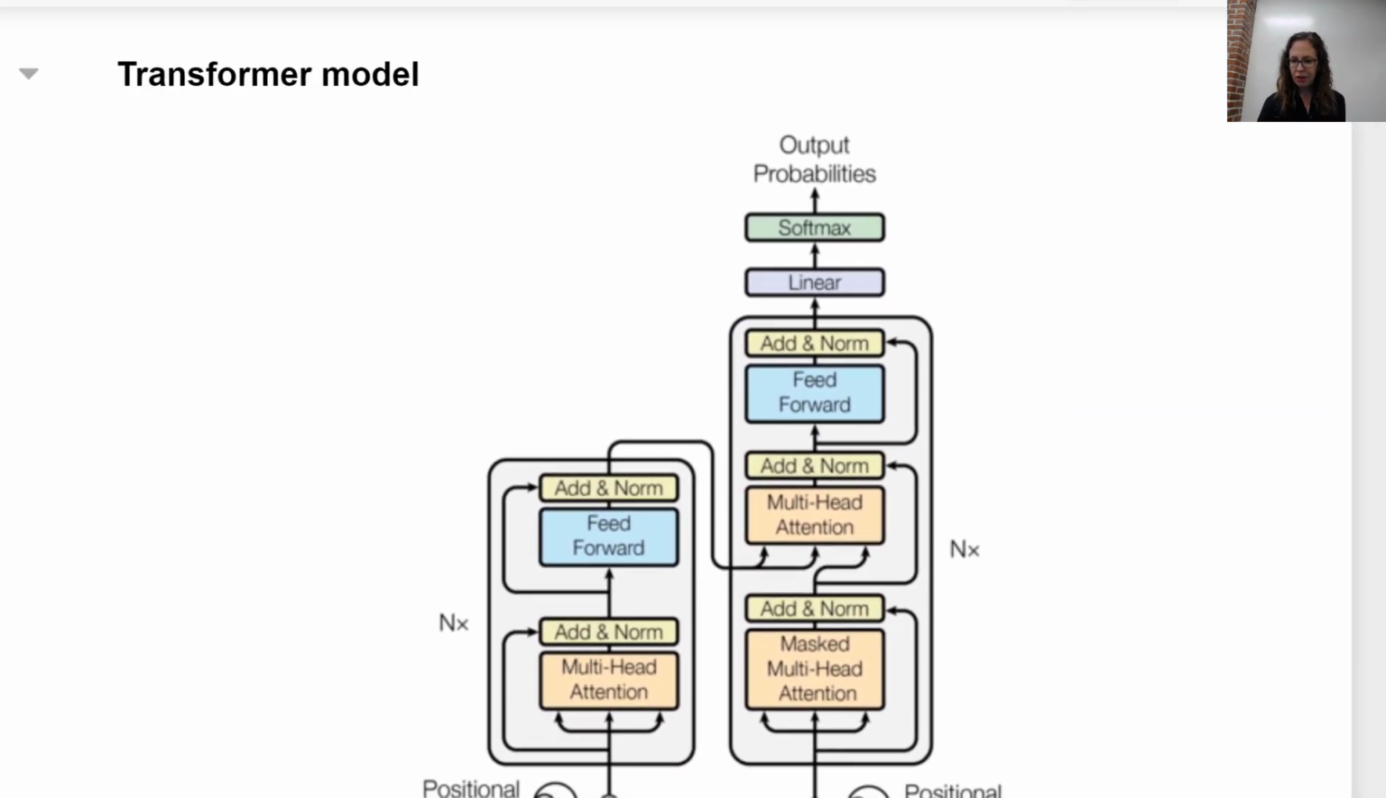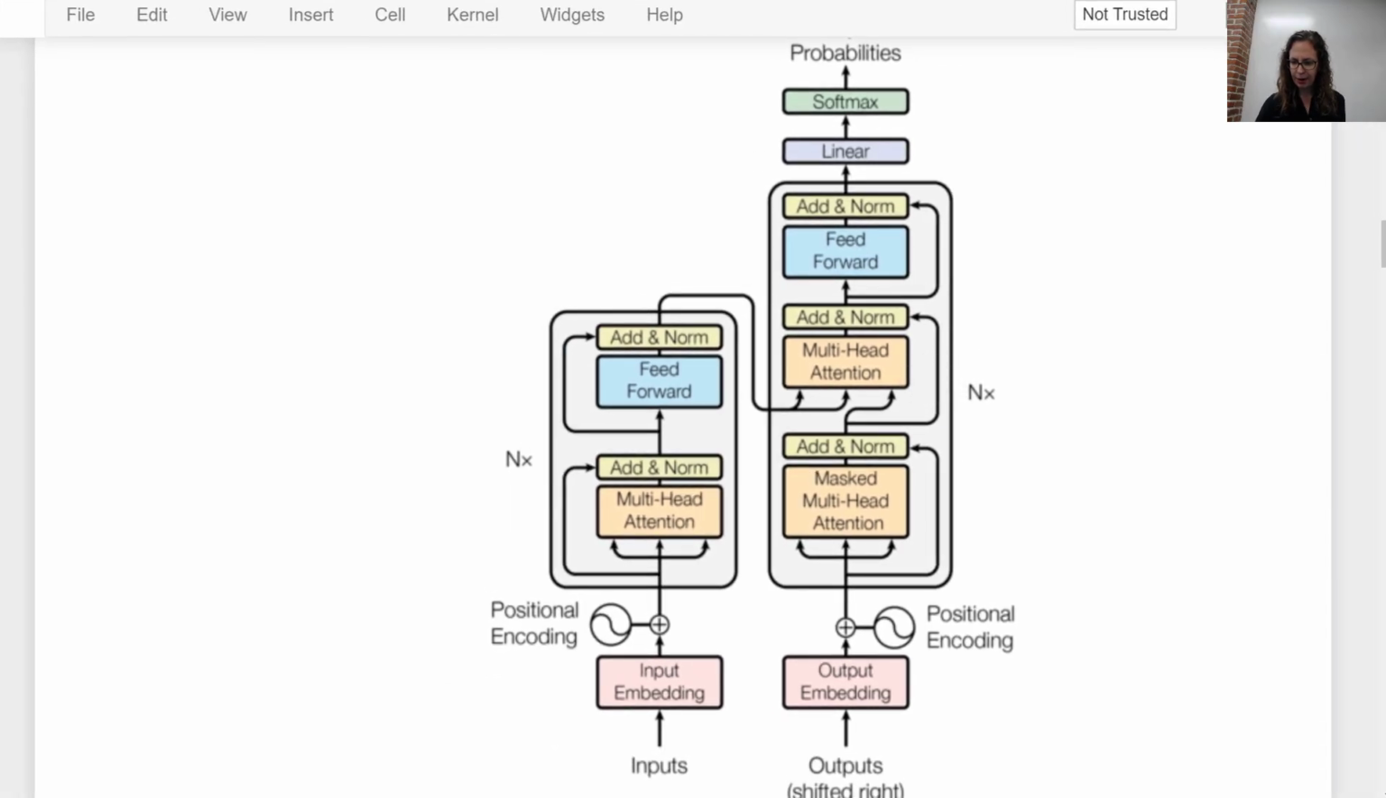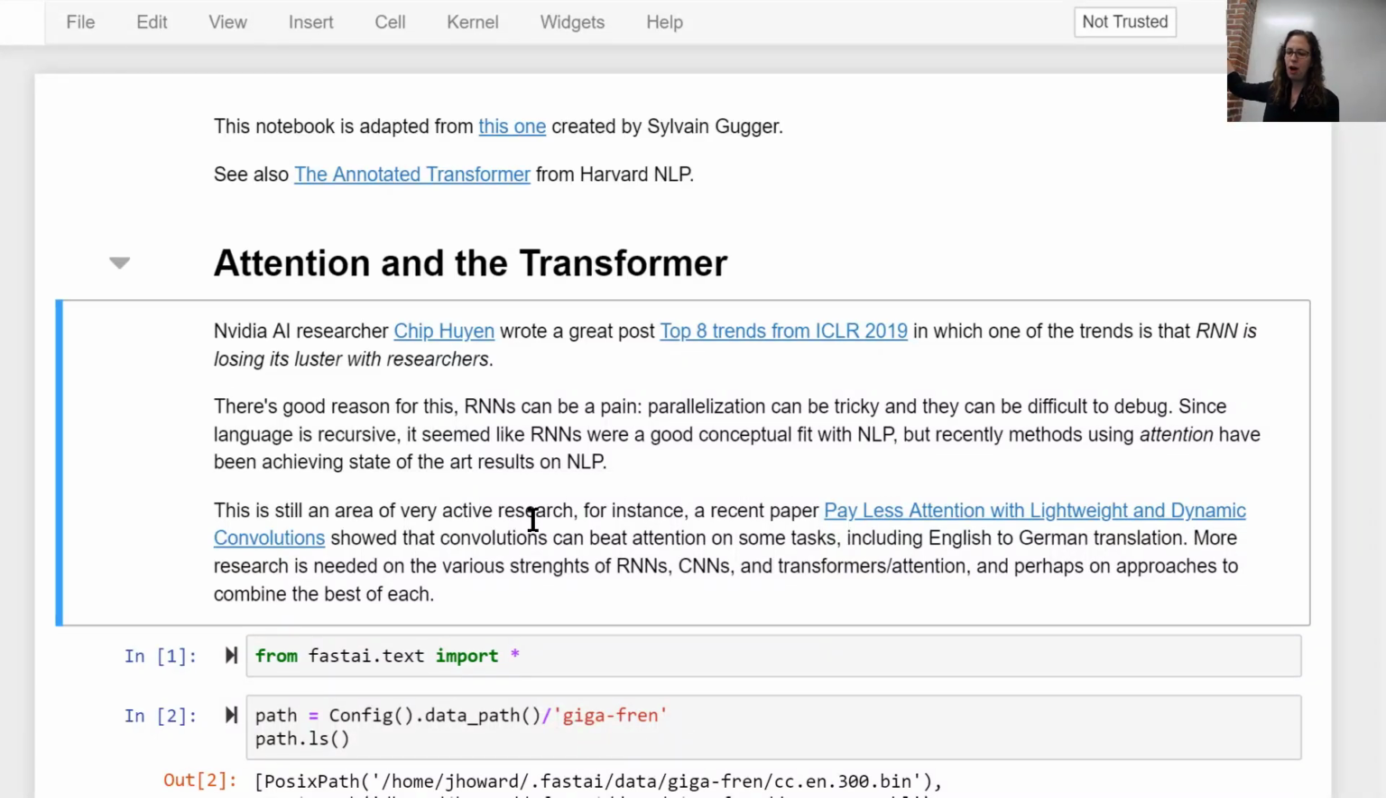This is a picture of the transformer model. This comes from the Attention is All You Need paper. And actually, I skipped over this. I should just note at the top, I linked to a nice blog post from Chip Huyen, who's a researcher at NVIDIA, and she wrote a write-up on the top 8 trends from ICLR this year, which was, I think, 2 months ago. And one of the trends she cited was that RNNs are losing luster with researchers. She saw a real decrease in papers on RNNs.